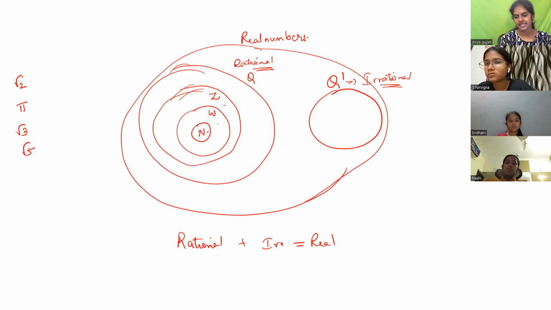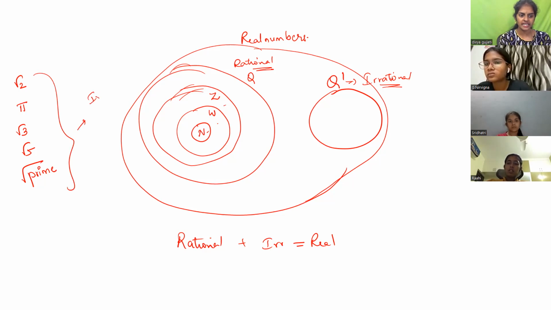Root 5, irrational number. So in general, I can say root of any prime number. You take a prime number, take the square root of the prime number, that will be an irrational number. So all these are examples of irrational numbers. Got it? These are some examples, and we will extend the concept further also. Did you understand the examples?